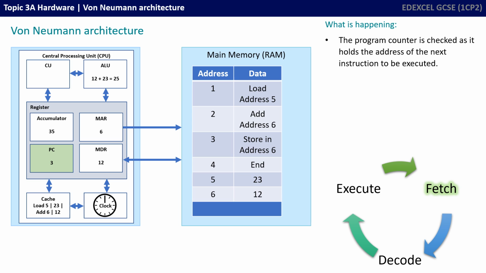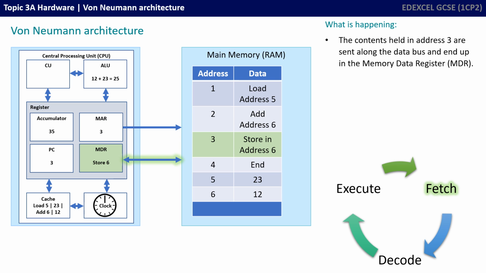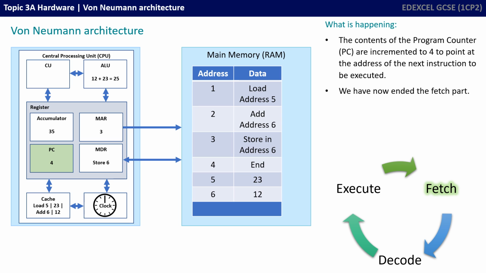The program counter is checked as it holds the address of the next instruction to be executed. The address is copied into the memory address register. The address goes down the address bus. The contents held in address 3 are sent along the data bus and end up in the memory data register. The contents of the program counter are again incremented, to 4 this time, to point to the address of the next instruction to be executed. Again, we've now ended the fetch part.